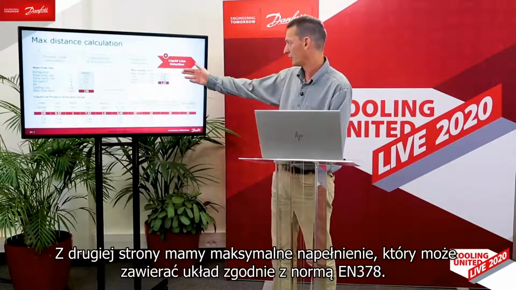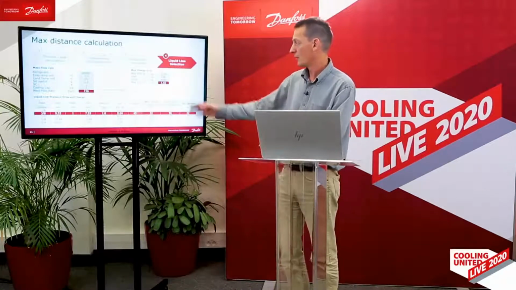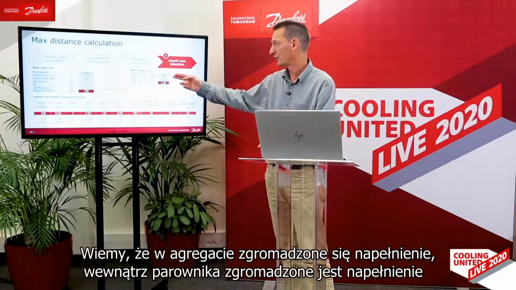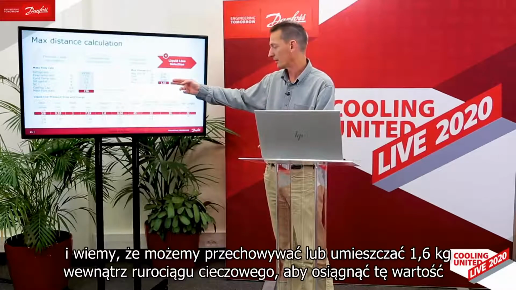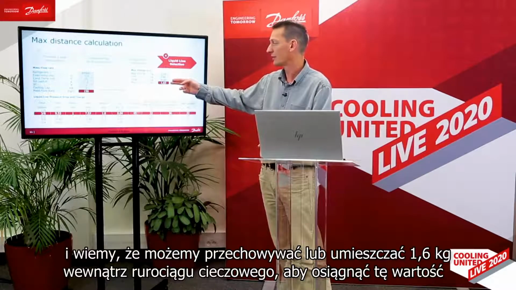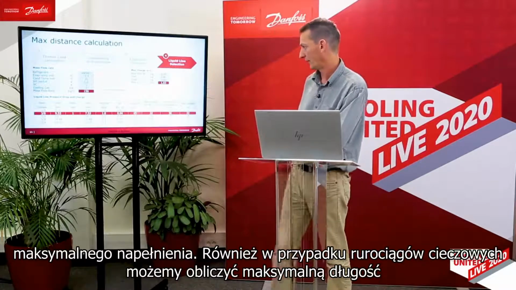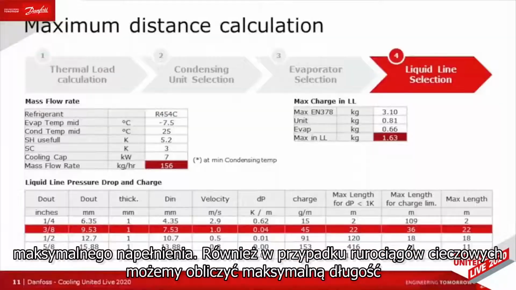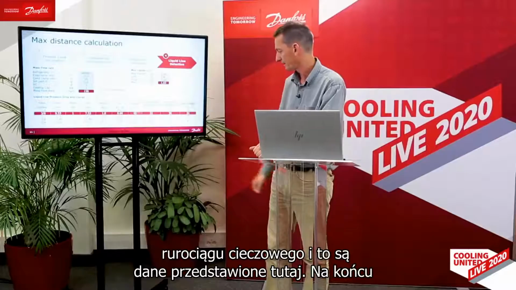On the other hand, we've got the maximum charge that the system can contain, according to EN 378. We know the charge mobilized inside the unit, inside the evaporator. And so we know that we can put 1.6 kilogram inside the liquid line to come to this maximum charge. And again, with the liquid line diameter, we can calculate a maximum liquid line length, and these are the figures we can see here.